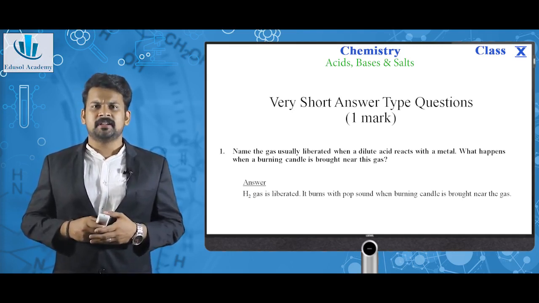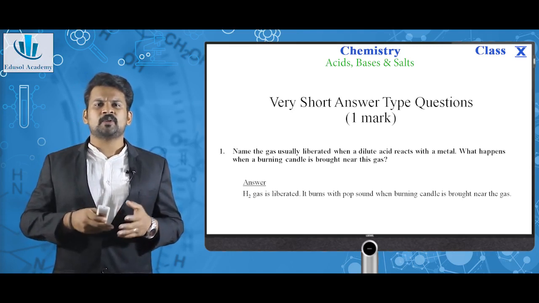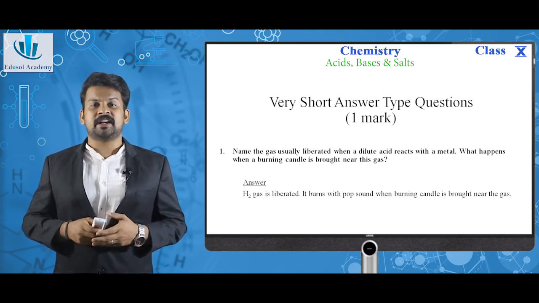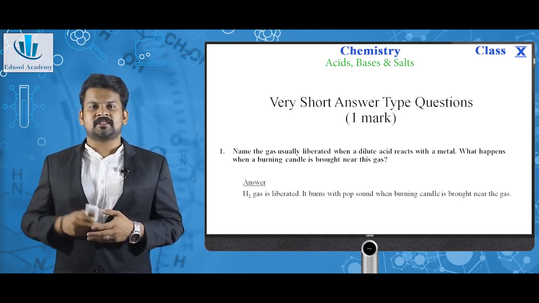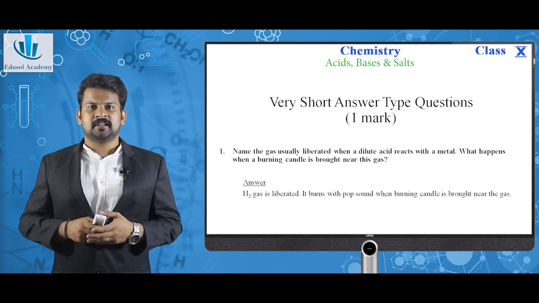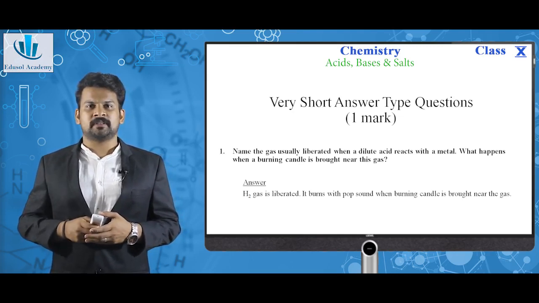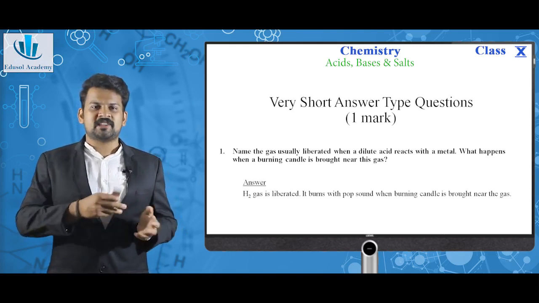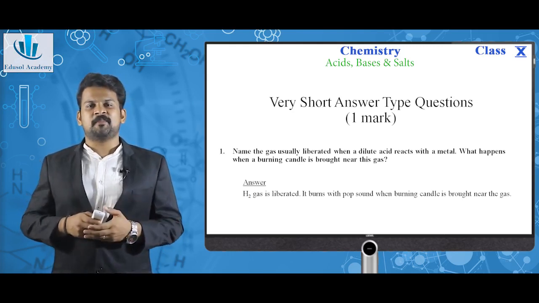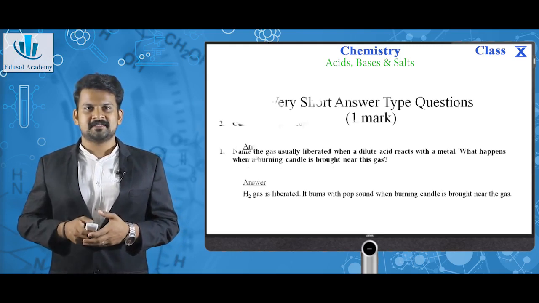As we have studied, when a dilute acid is added to a metal, hydrogen gas is liberated. When hydrogen gas is brought in front of a candle, it makes a popping sound. So the gas liberated is hydrogen. It burns with a pop sound when a burning candle is brought near the gas.